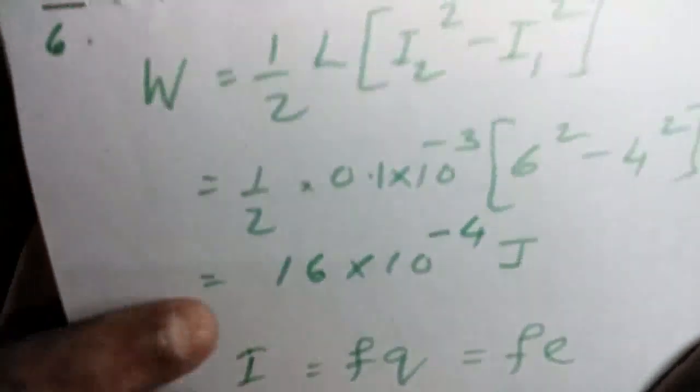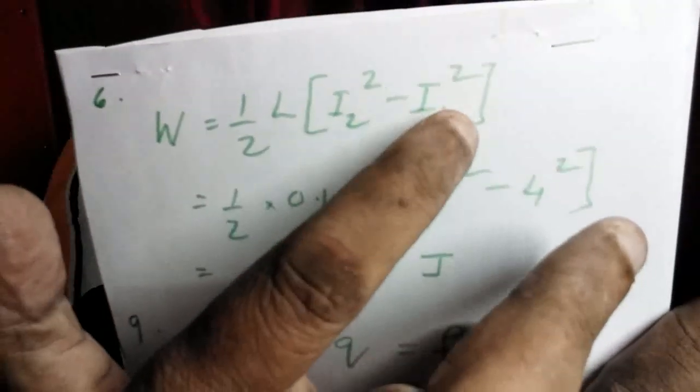We know that energy of a solenoid through which current I ampere is flowing is given by half Li square. Here let I1 be the initial current and I2 be the final current. Then initial energy is half L I1 square. Final energy is half L I2 square. So change in energy is half L into I2 square minus I1 square. This must be equal to the work. Work is converted into energy.